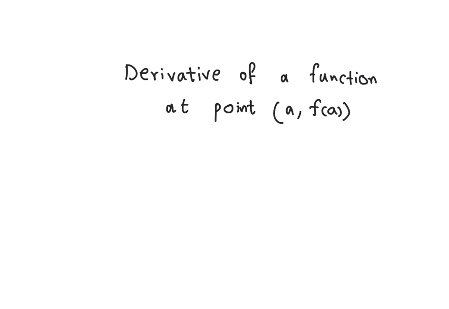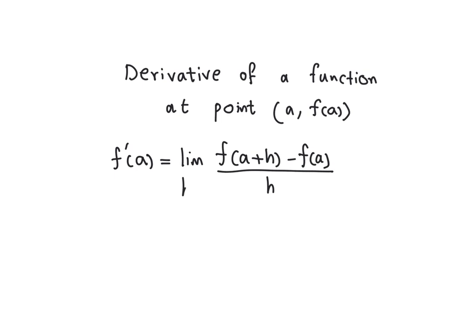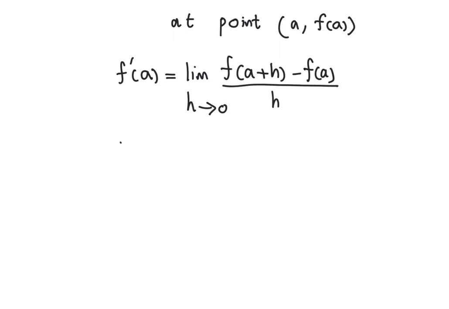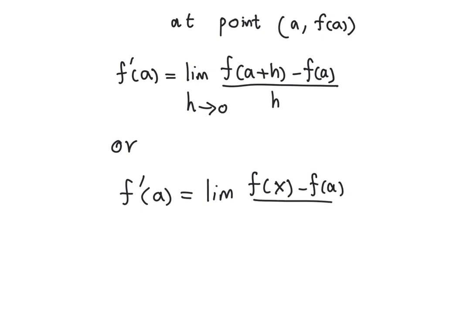How can we find the derivative of a function at point a, f of a? We can use these two formulas. f prime equals the limit of f of a plus h minus f of a over h as h goes to 0. Or we can use f prime equals the limit of f of x minus f of a over x minus a as x goes to a, if these two limits exist.